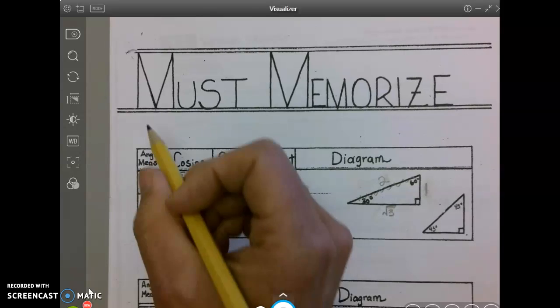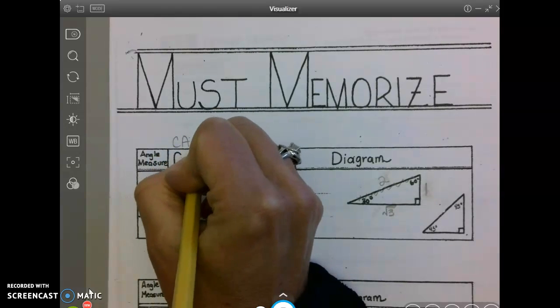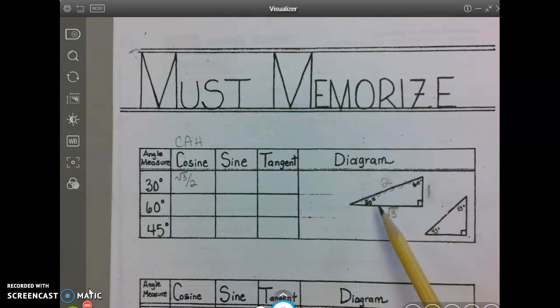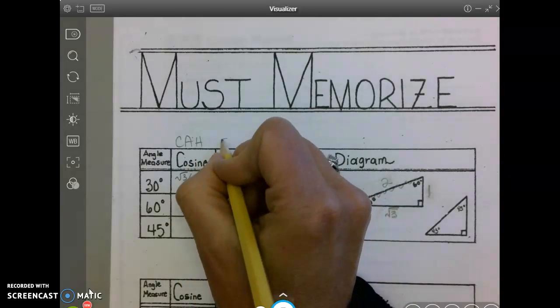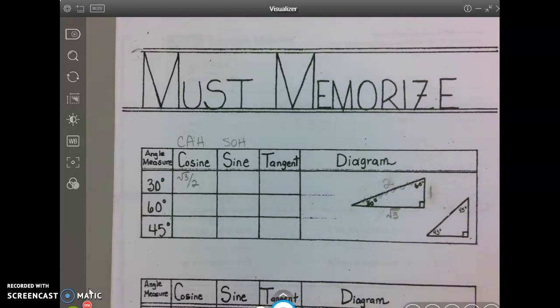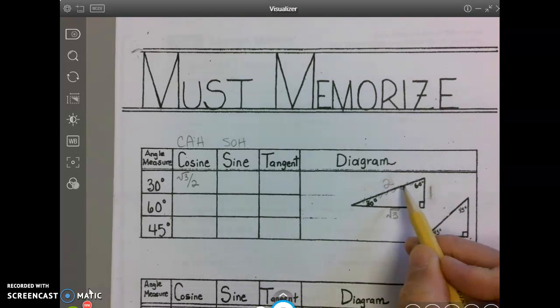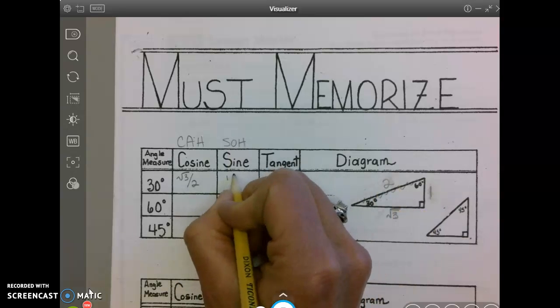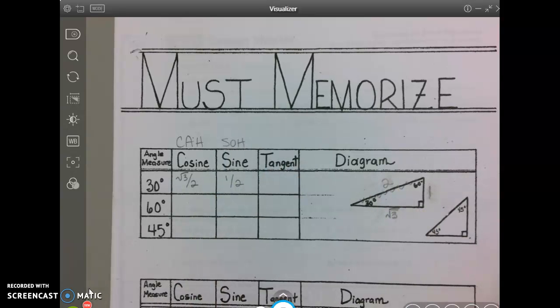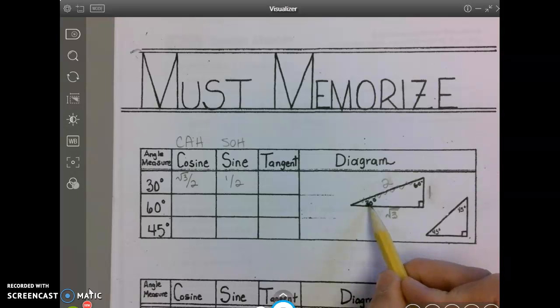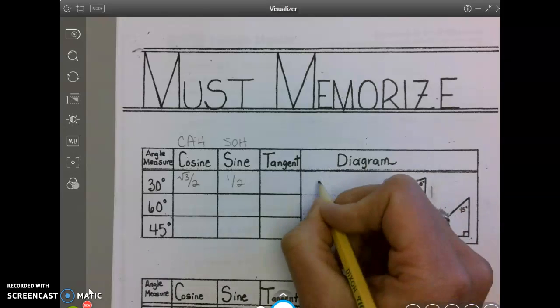Again, remember that cosine is adjacent over hypotenuse. So for the 30, I went to the adjacent side, which was the square root of 3, over the hypotenuse, which was 2. For the sine, that's opposite over hypotenuse. Opposite is 1, and the hypotenuse is 2. So I get 1/2. The tangent is opposite over adjacent, which would be 1 over the square root of 3.